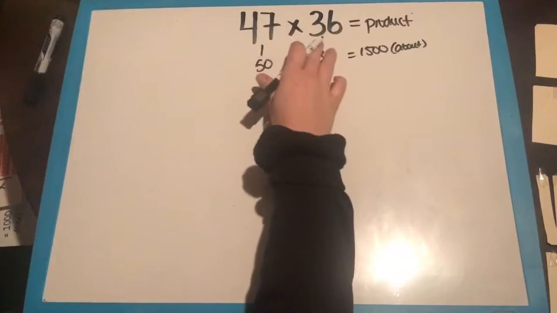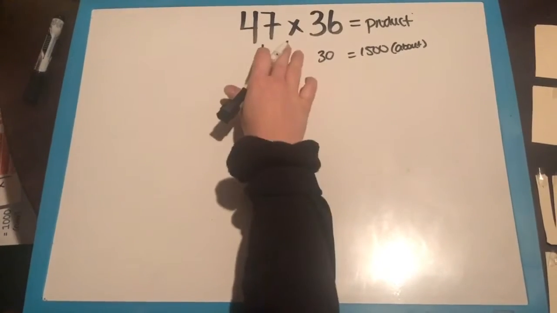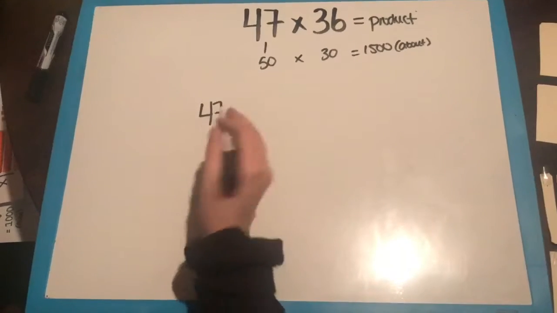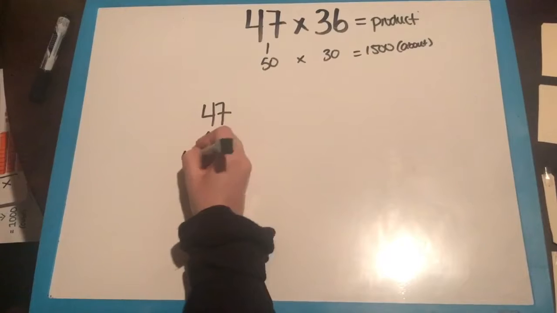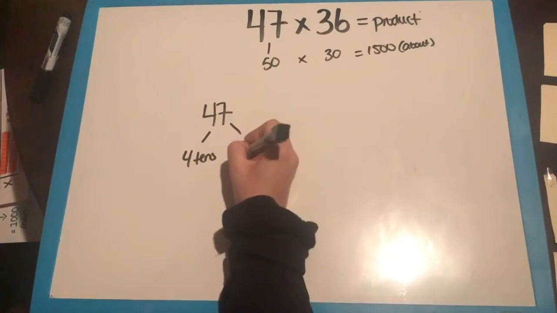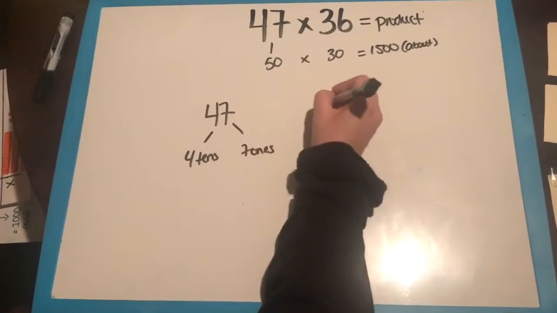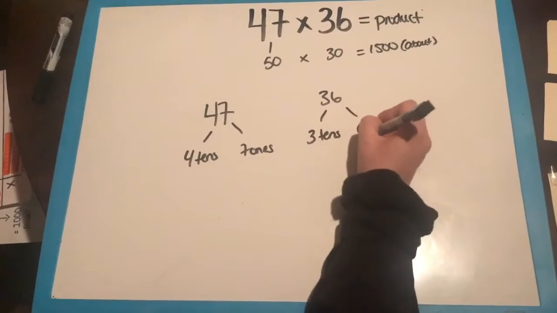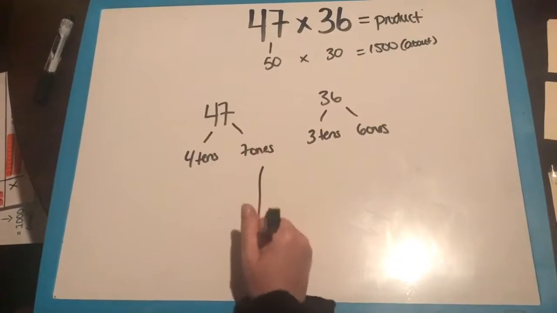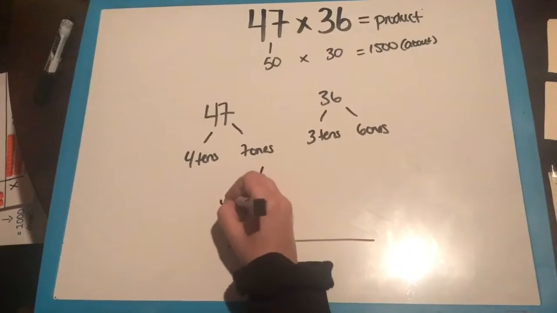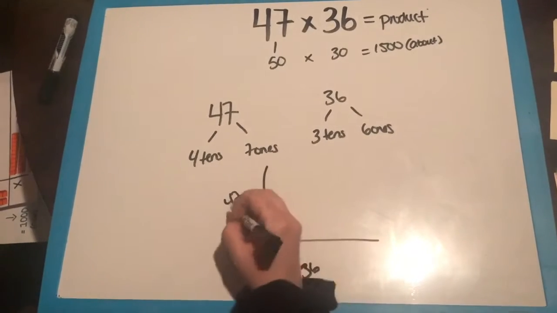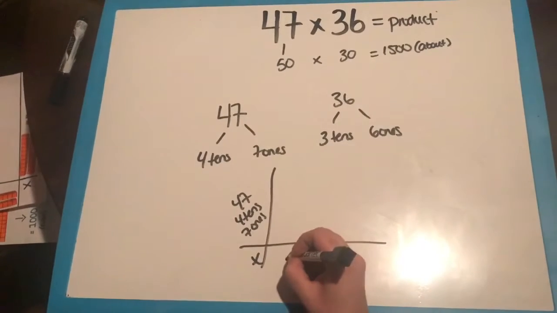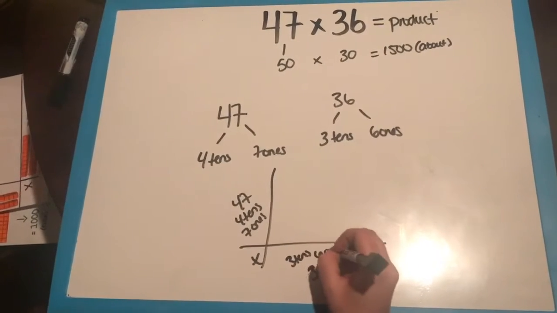So I know that my product of these two numbers should be about 1500. When dealing with the actual factors, however, and we want to know the exact answer, 47 times 36, place value really comes into play and really helps us out. So if we look at 47, 47 is really just 4 tens and 7 ones. And 36 is really just 3 tens and 6 ones. So when we're using a multiplication grid like this, and we want to know what 47 times 36 is, we're still really just multiplying 4 tens and 7 ones by 3 tens and 6 ones.